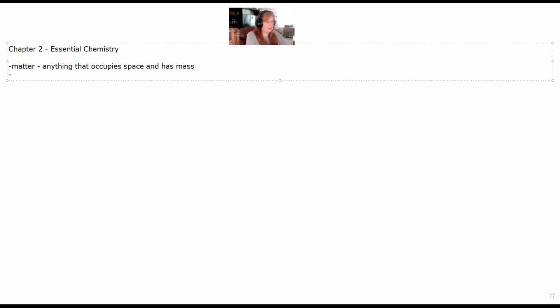Then we have mass. So mass is the measure of the amount of material that's in an object. Okay, so mass and weight are not interchangeable. Those two terms you can't switch back and forth. Mass is the amount of material in the object. Weight is a reflection of gravity acting on that mass.